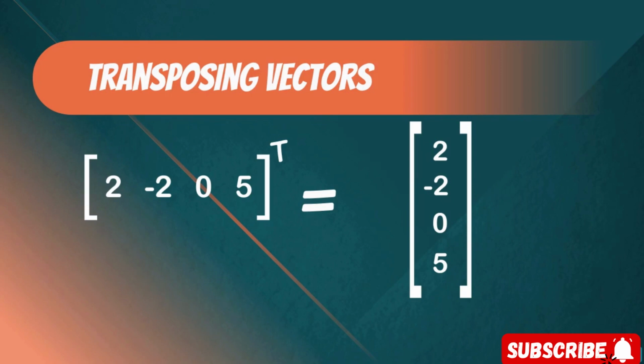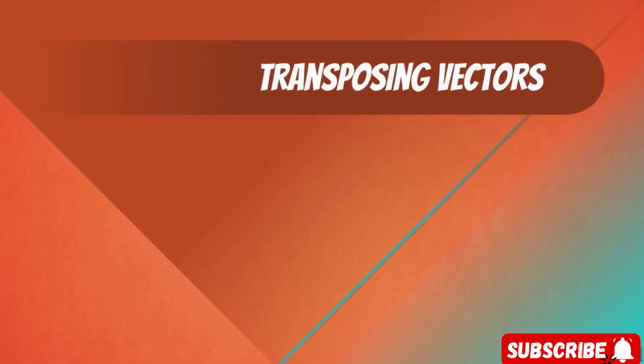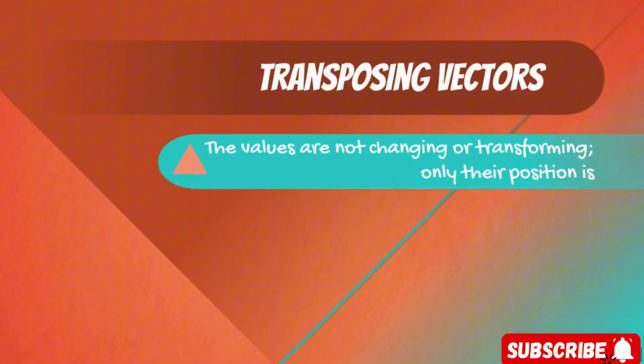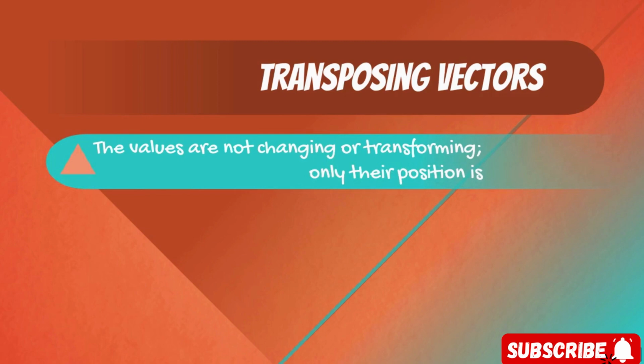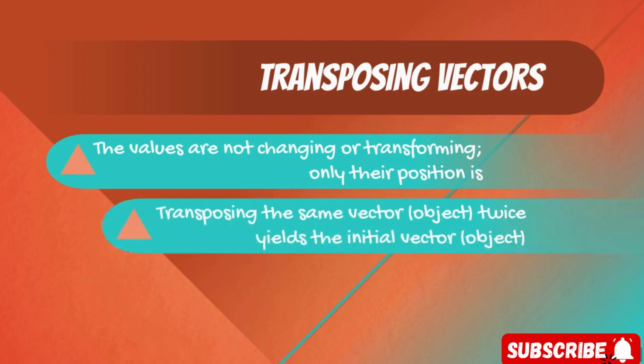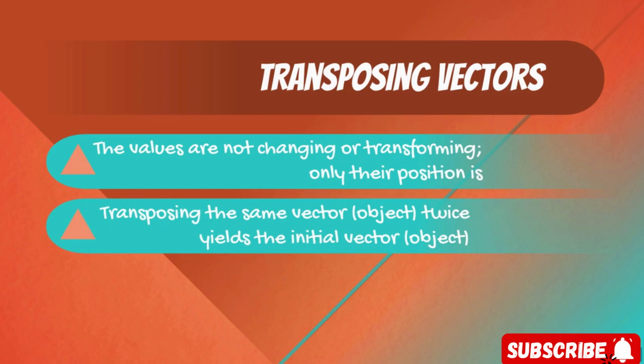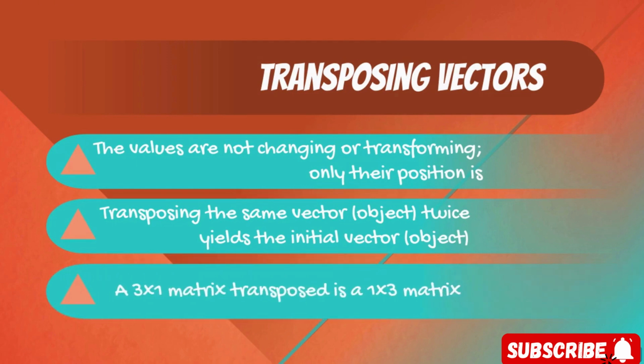However, there are several very important considerations here. First, when we transpose a vector, we are not losing any information. The values are not changing or transforming, only their position is. Second, transposing the same vector twice yields the initial vector. Third, our initial vector, 1, 2, 3, had a length of 3. In other words, it was a 3 by 1 matrix. By transposing it, it remained a vector of length 3, but it became a 1 by 3 matrix.